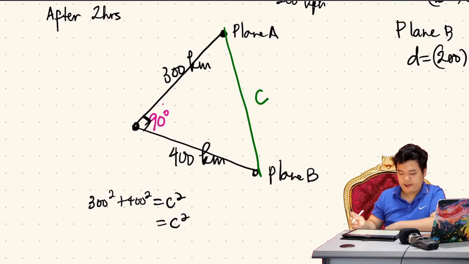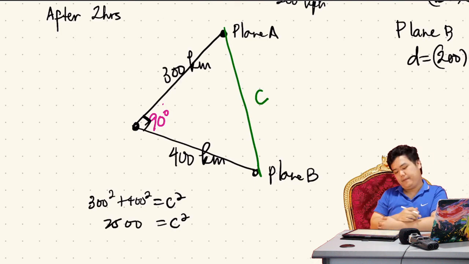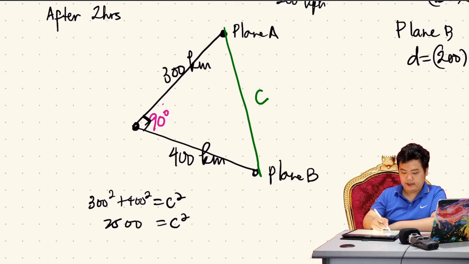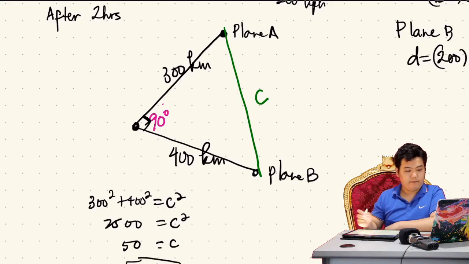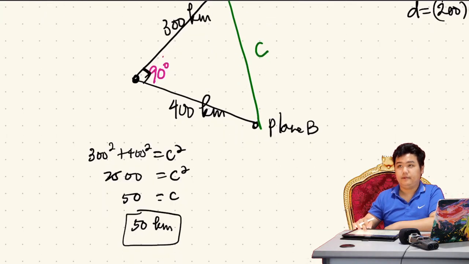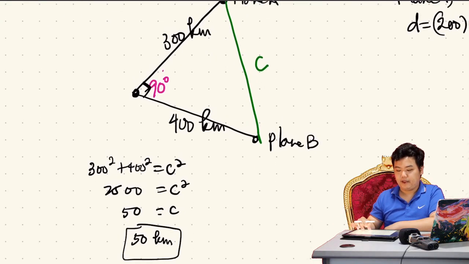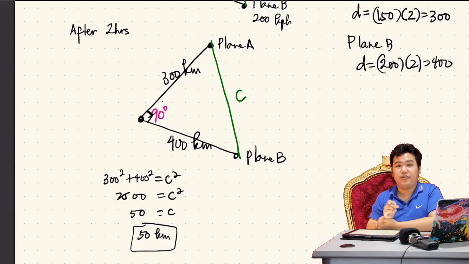So, C square is 90,000 plus 160,000, which is 250,000. So, C is 500. So, the distance between the two planes is 500 kilometers. Okay? And that ends our lecture on applications of triangle trigonometry.